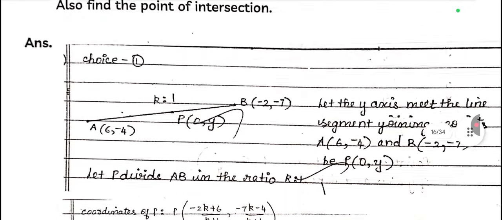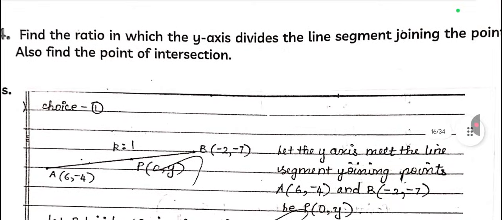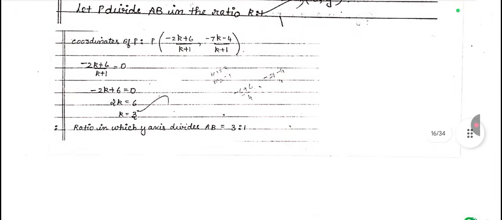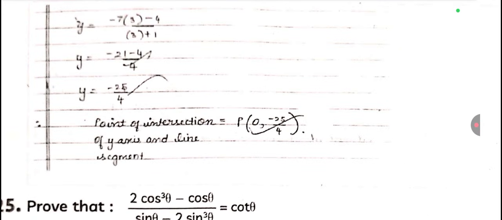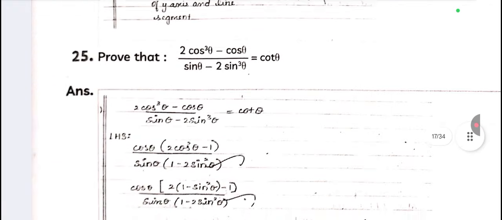But remember, they have asked not only the ratio, they asked the point of intersection also. So that ratio you should substitute and get the point of intersection, 0, minus 25, before. And this is a book question, ma.